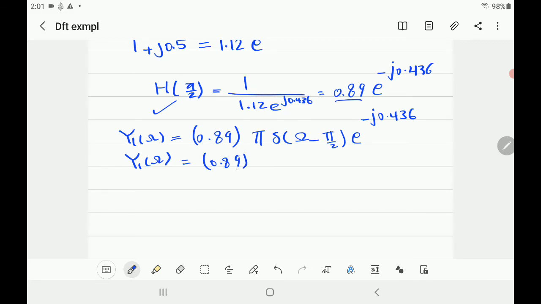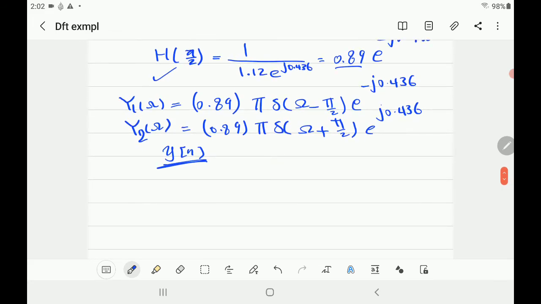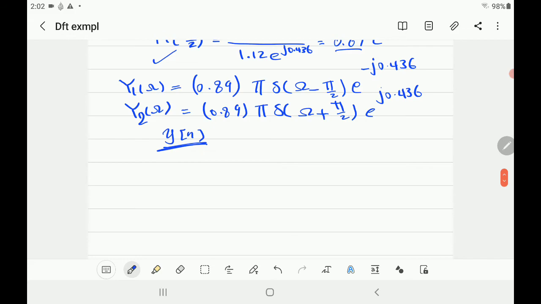So save your time. I'll tell you how you do it. Delta, you have here positive, here both positive, and the sign was here different, so it will be e to the power plus j instead of minus j 0.436. You got y1, and this is y2. You add them, you get the y total. But when you want to find the response, it should be y of n, a function of time, not the frequency. But this helps us to find it, as you saw. So let's just convert one by one.